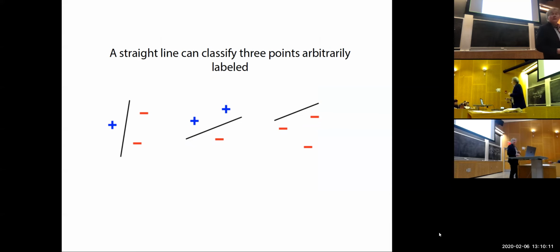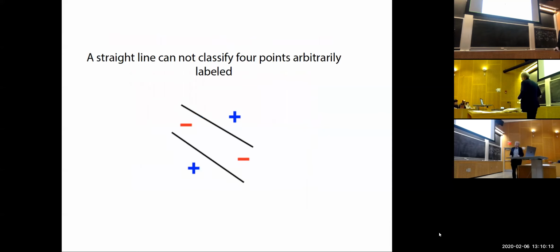And if you have 4 points, however, you cannot specify four points with a straight line if you choose where their locations are. So a straight line is not capable, or doesn't have sufficient capacity to be able to classify four points.